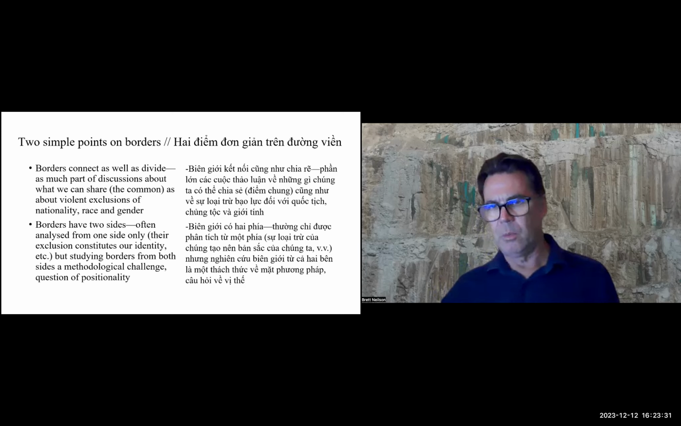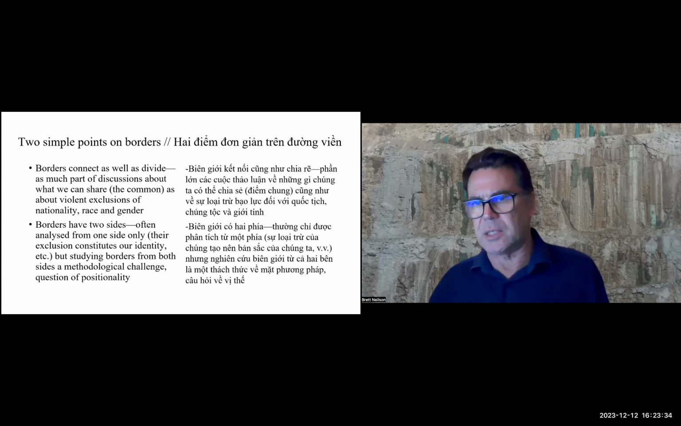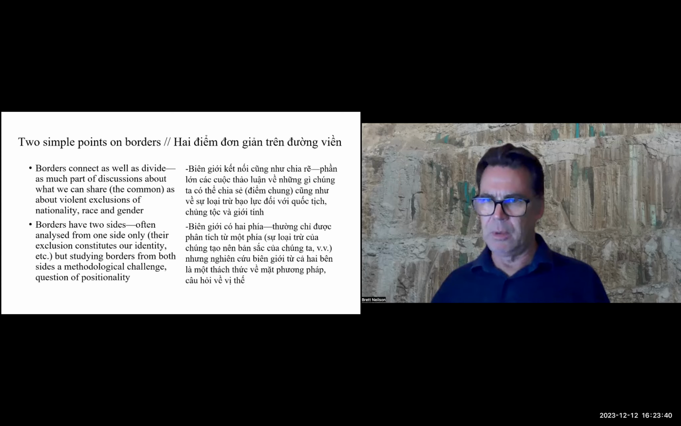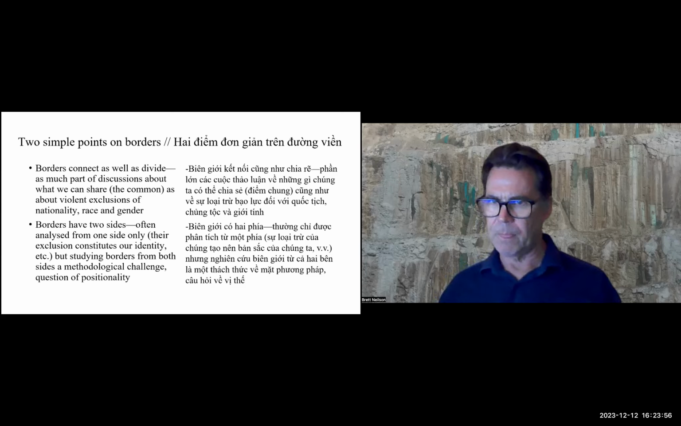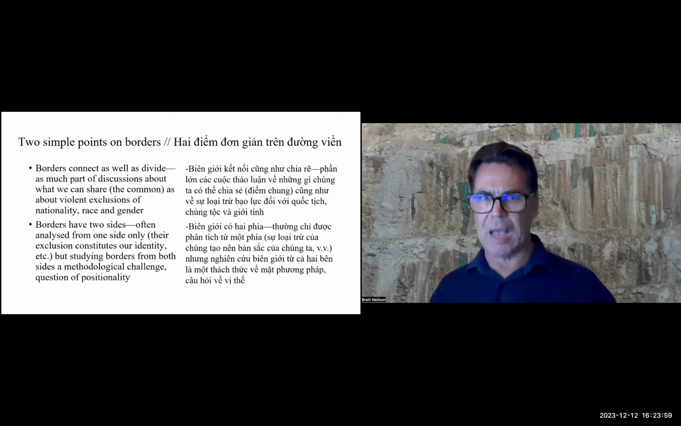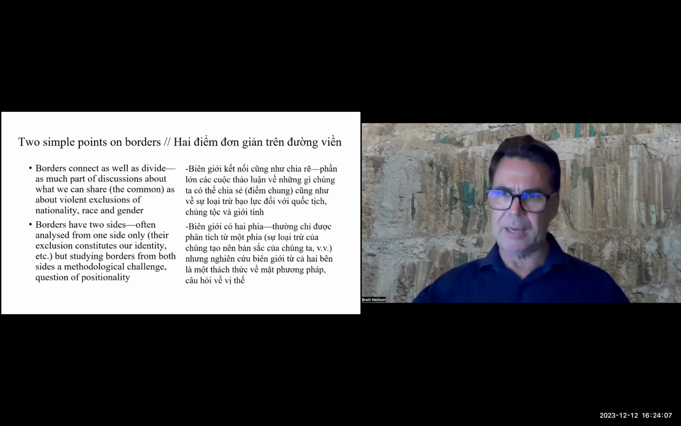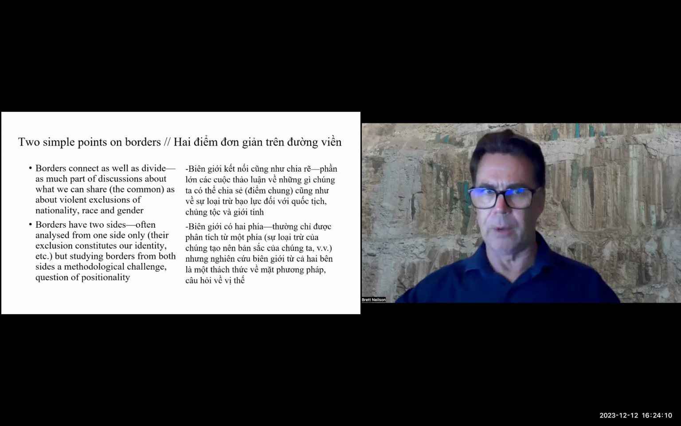The second point I want to make, again, very simple, is that borders always have two sides. But often when we conduct a social analysis from the perspective of the border, we analyze them from one side only. Let me give you an example. The country where I live and work, Australia, has quite a tight border regime in terms of migration. There are militarized efforts to block flows of boats towards the northern border of Australia, which have been in place for a decade or more.